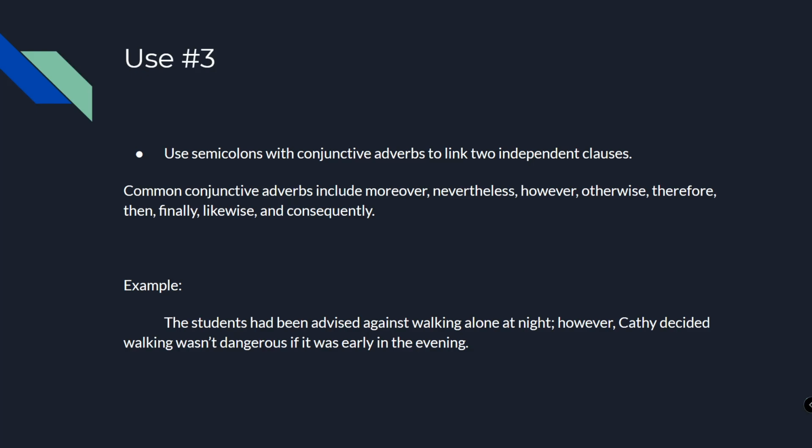An example of this is, the students had been advised against walking alone at night; however, Kathy decided walking wasn't dangerous if it was early in the evening. Notice that the first independent clause, the students had been advised against walking alone at night, is followed by a semicolon, then a conjunctive adverb, then a comma. If you don't put the comma after the conjunctive adverb, then it won't be grammatically correct.